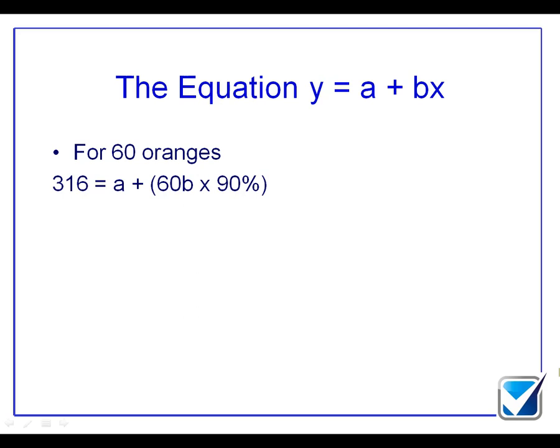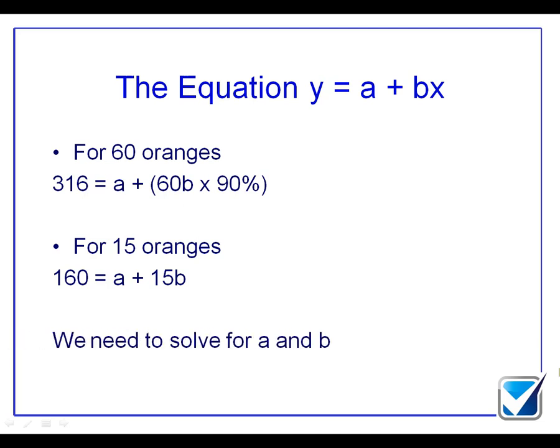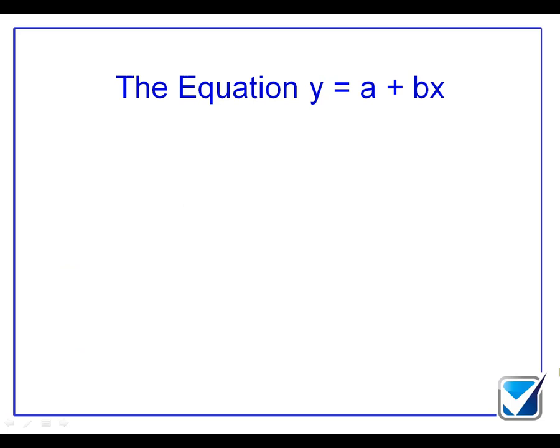The low equation that we're going to use is going to be for 15 oranges, 160 equals A plus 15B. You've seen that before. Now we need to solve this for A and B. Now notice that B is the variable cost per unit without the discount. So what we need to do is we need to take this 60B multiplied by 90% and actually work out what that really means.